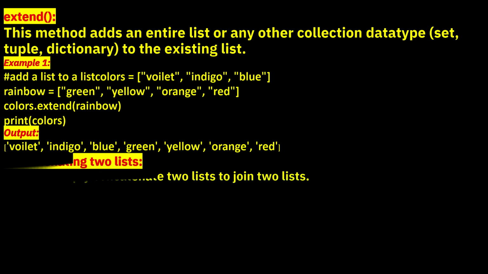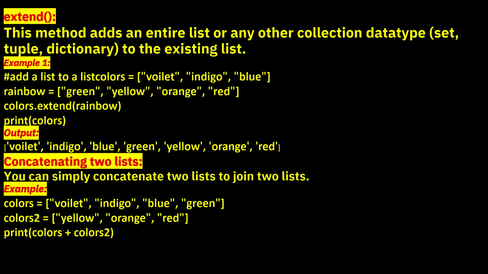Concatenating two lists. You can simply concatenate two lists to join them. Example: colors = [violet, indigo, blue, green]. colors2 = [yellow, orange, red]. print(colors + colors2). Output: violet, indigo, blue, green, yellow, orange, red.